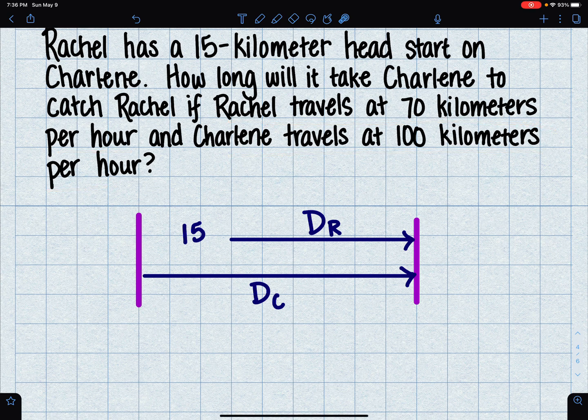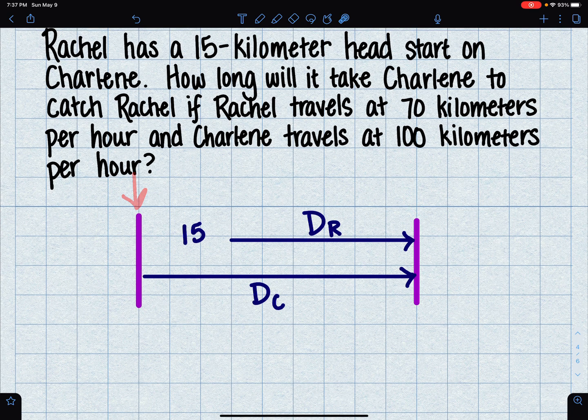Oh, this is an interesting one. Okay, so when it says, how long will it take Charlene to catch Rachel, that means they're going to be at the same place in time. So that's this one. But you can think about the head start as, they didn't start at the same place because Rachel had already been going before Charlene even started. So when Charlene starts, Rachel is already here.